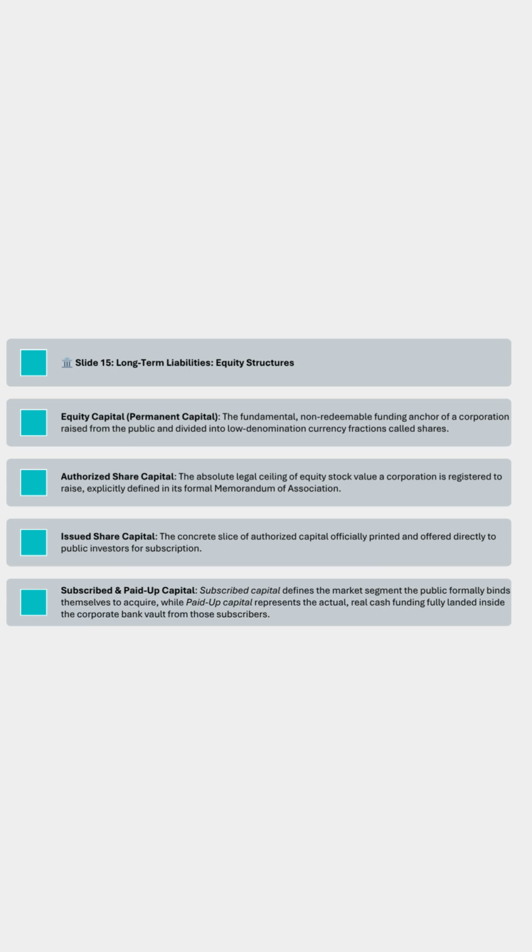Turning to slide 15, we shift our focus to the right side of the balance sheet to examine long-term liability and equity frameworks. The permanent funding foundation of any corporation is equity capital, collected by dividing ownership into small stock units. When establishing this, you must navigate four precise balance sheet terms. First is authorized share capital, which is the absolute legal limit of stock a company can register and sell under its memorandum of association. Second is issued share capital, which is the exact portion of that authorized pool that management chooses to offer to the market.